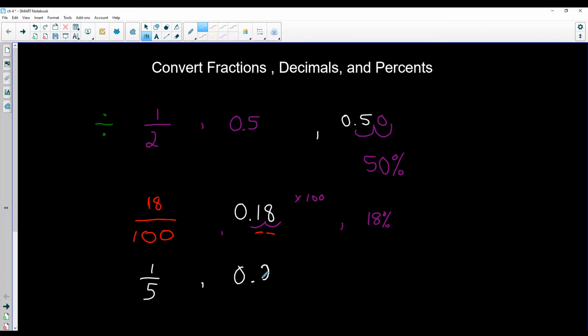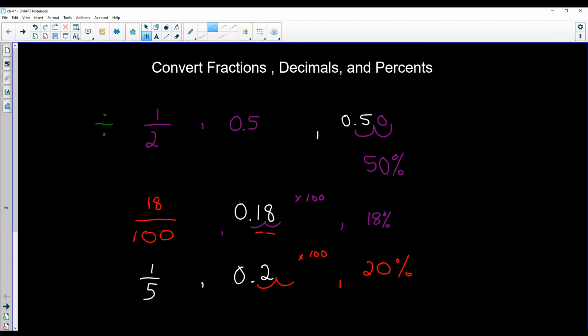Okay, and then how do you go from the decimal to the fraction or to the percent? Again, you multiply by 100 or move the decimal over twice. Okay, so that's 1 spot, 2 spots, which would give us 20%.